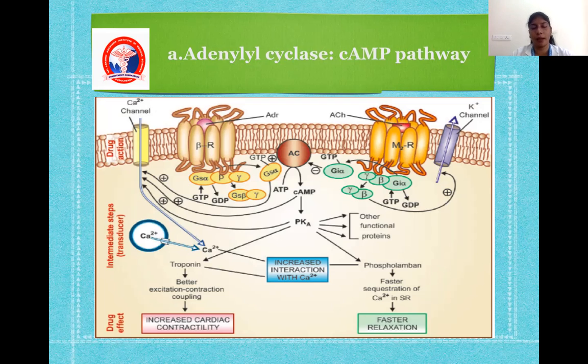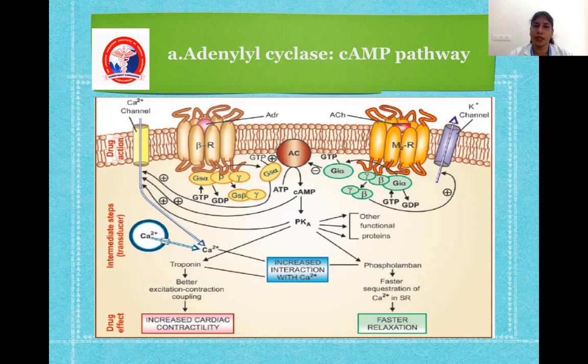The other thing that happens is the activation of phospholamban. What does phospholamban do here? It leads to faster sequestration of calcium in the sarcoplasmic reticulum. Whatever calcium is getting inside the cell through the calcium channel will be stored inside the sarcoplasmic reticulum. So there is a fall in the calcium level within the cell, which causes relaxation. So that causes faster relaxation of the cell. This is how it acts when the GS type of G protein coupled receptor is activated.